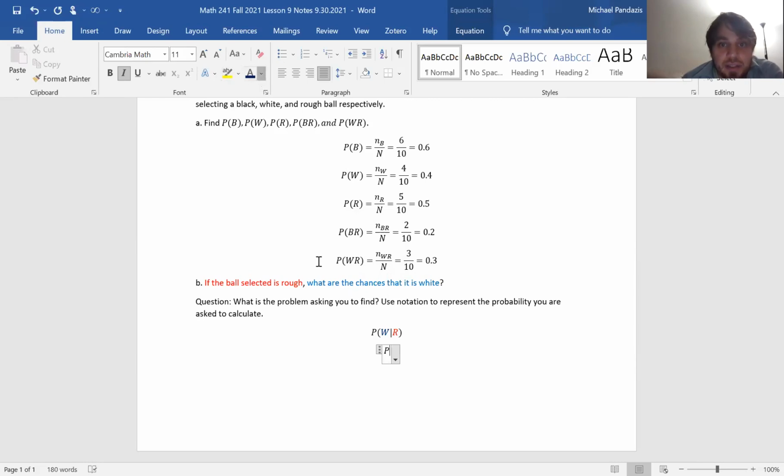Is this automatic? Okay, good. Okay, so now you just calculate this probability, and after you do that, it's done. So this is the probability that it is white and rough, divided by the probability that the bowl is rough.